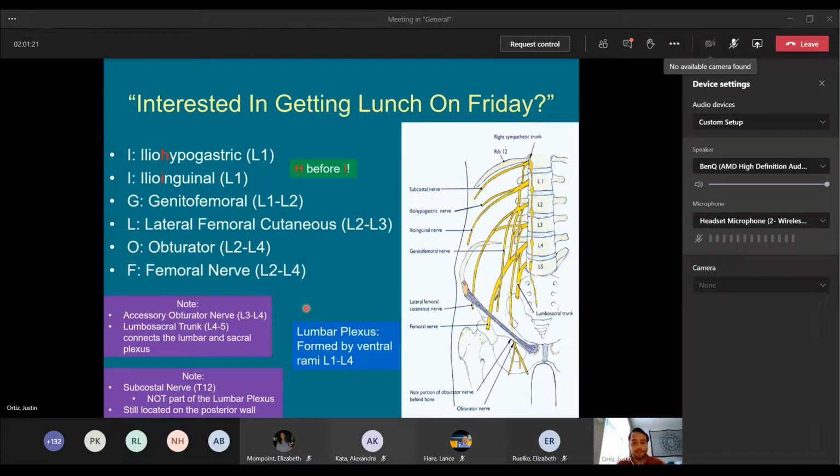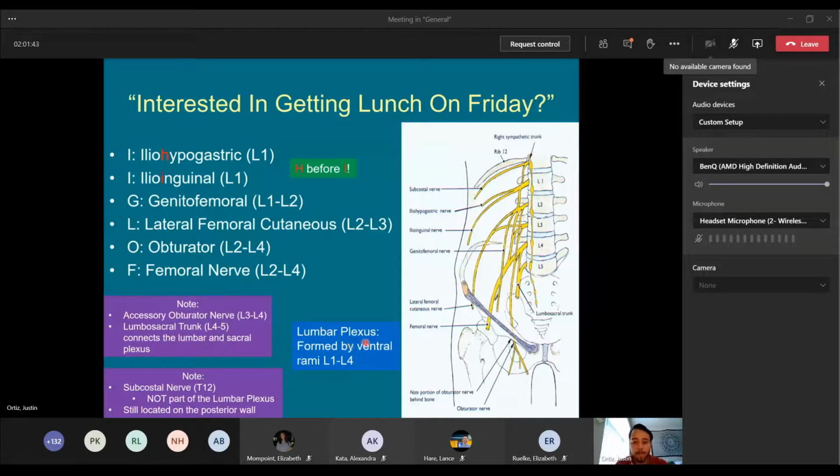And the lumbosacral trunk is basically just going to be the connector from the lumbar plexus to the sacral plexus, right? So here's your lumbar plexus. Your lumbosacral trunk comes just inferior to all this, located right here, because it comes from L4 to L5. That's why it's called lumbosacral trunk. It connects the lumbar plexus and the sacral plexus. And that's what it does, right?